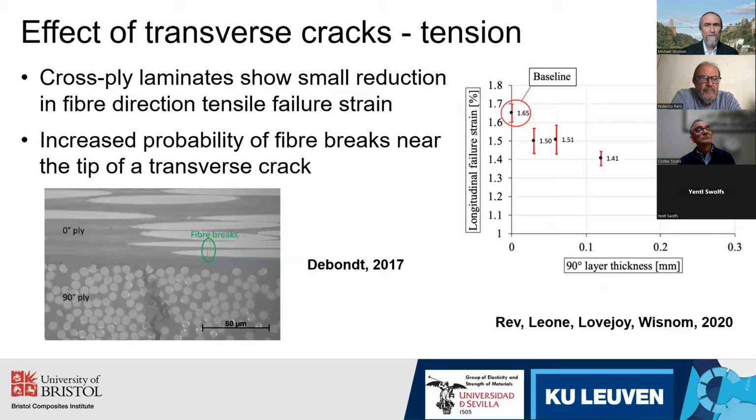The effect of transverse cracks is another issue which is perhaps a little bit less clear, but there's some fairly recent work that we've been doing on this, where we've shown that by comparing cross-ply laminates with UD and cross-ply laminates of different ply thicknesses, there is a bit of a reduction due to the cracks in the 90s. And you can see this plot on the left here, which shows some very nicely captured fiber breaks fairly close to a transverse 90-degree ply crack. And we'll also hear a bit more from Elena about this in her presentation.